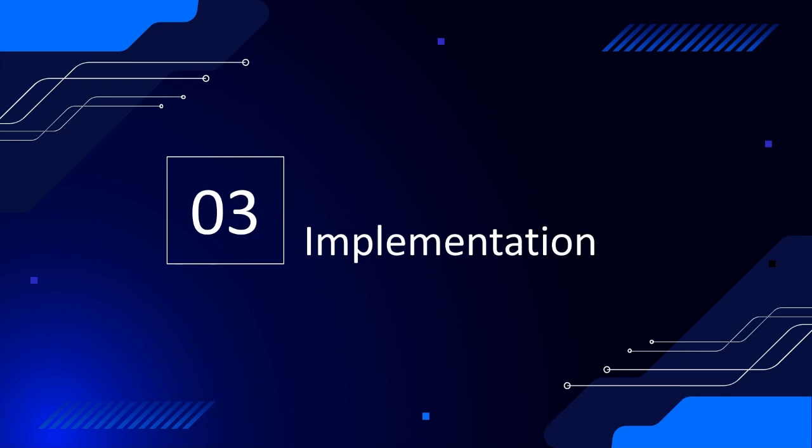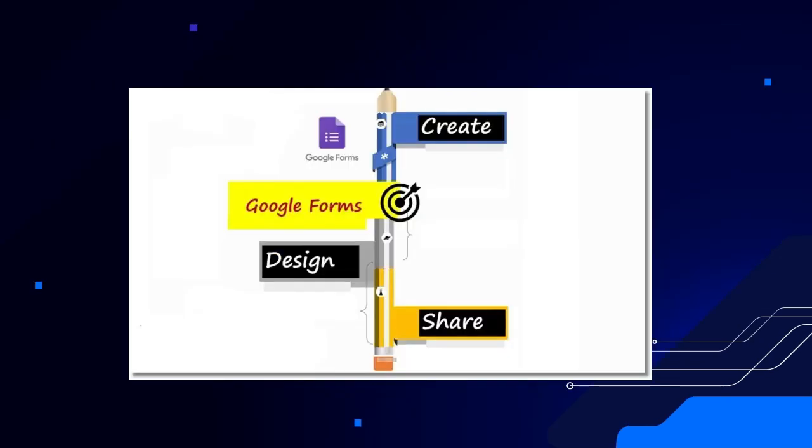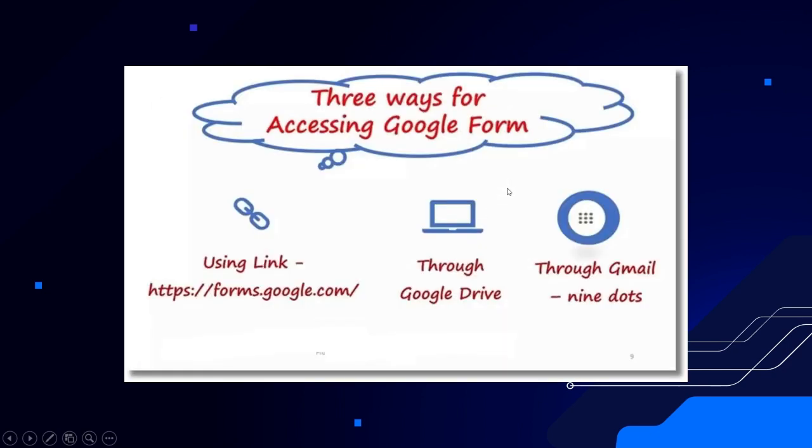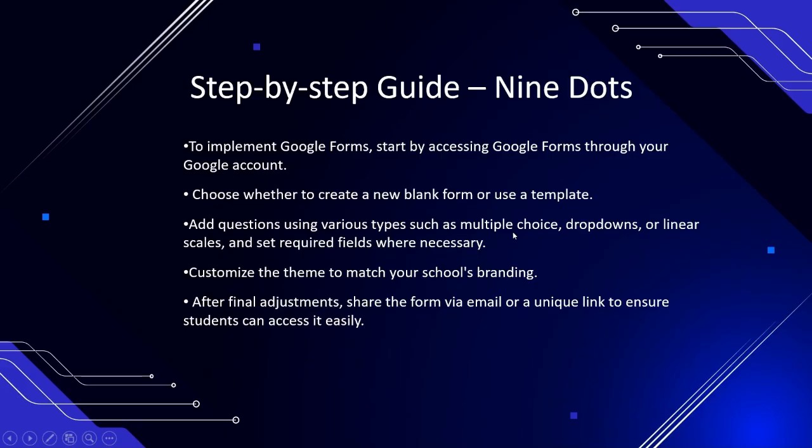Next come the implementation parts. In implementation, we have three main points: create, design, and share. We have three ways to access it: using a link, through Google Drive, or through Gmail with the nine dots. Here we are going to focus on Gmail with the nine dots. So here is a step by step guide on how you implement Google Forms.